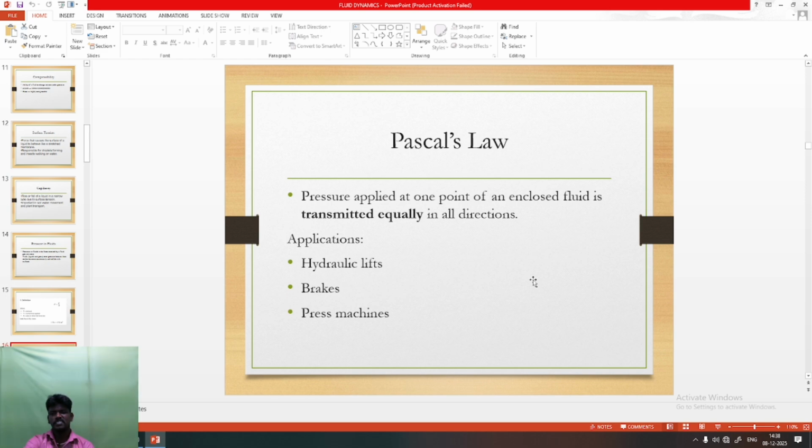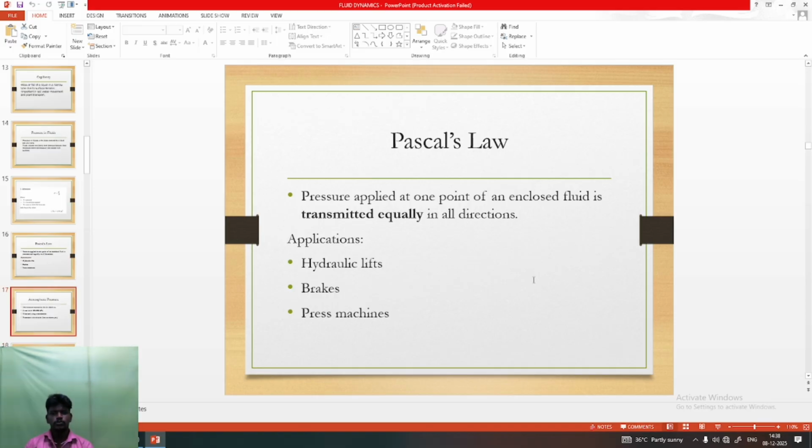Then Pascal's law. What is Pascal's law? The pressure applied at one point of an enclosed fluid, which means a closed fluid, is transmitted equally in all directions. If I apply a force on a container that contains fluid, the force is transmitted along all directions. That is Pascal's law. Its applications are hydraulic lifts, brakes, and press machines. These are applications working under Pascal's law.